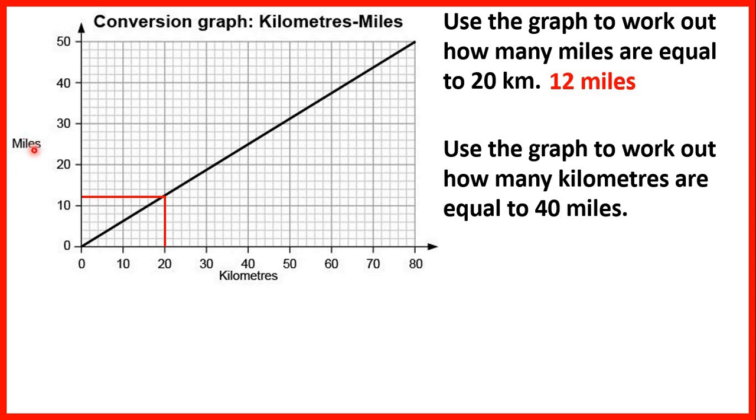So this time we need to start by finding 40 miles. We have that up here, so again we draw a line across, and then where it hits the line on our graph, we draw a line straight down. So we have 64 kilometres, because again each of these little lines is 2 kilometres. So we have 60, 62, and then this line here is 64.